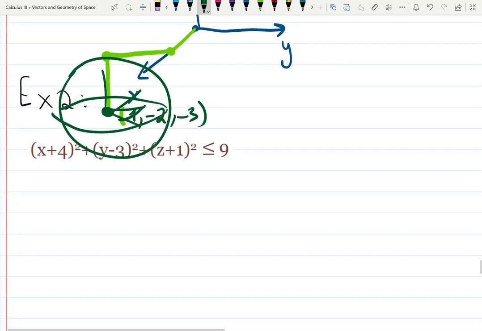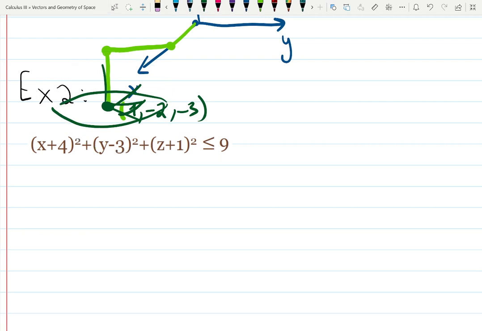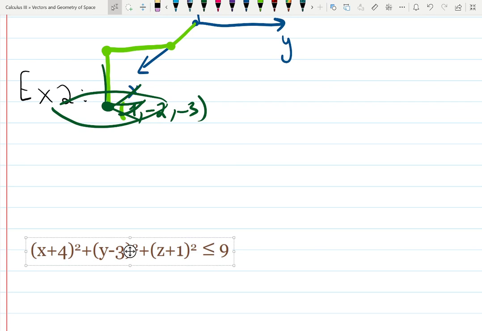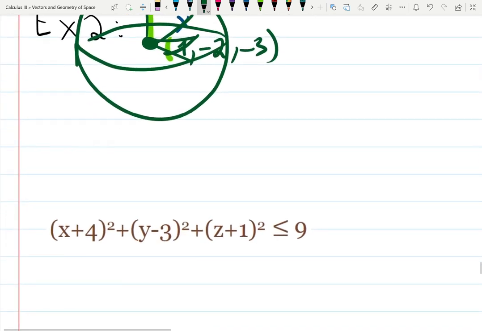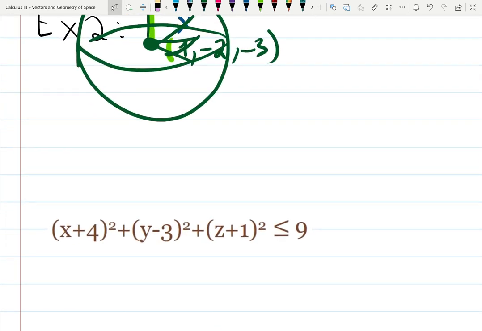Now the question for you is, what is this object? Let me move it. What is x plus 4 squared plus y minus 3 squared plus z plus 1 squared less than or equal to 9? What do you think? It's a solid sphere, a ball with stuff inside. A sphere is a shell. It's basically a soccer ball, which is, by the way, a football, because you play with a foot, right? And it's empty inside. That's a sphere. It's a shell.